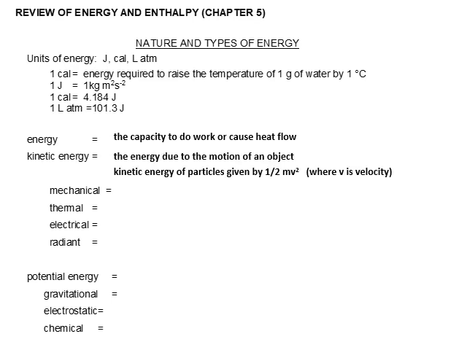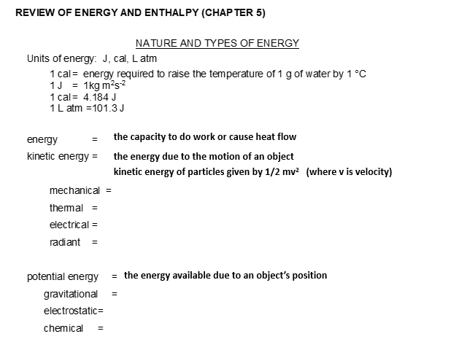Kinetic energy is the energy due to the motion of an object. The kinetic energy of particles is given by 1/2 mv squared, where v is the velocity of the particles. Potential energy, on the other hand, is the energy available due to an object's position.